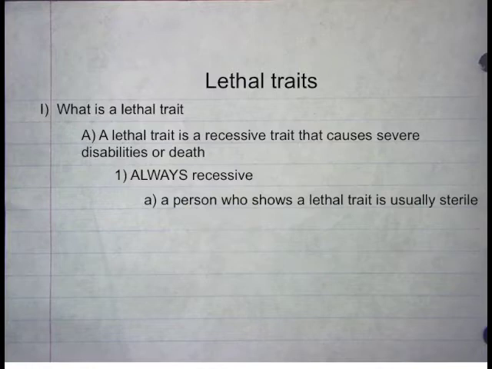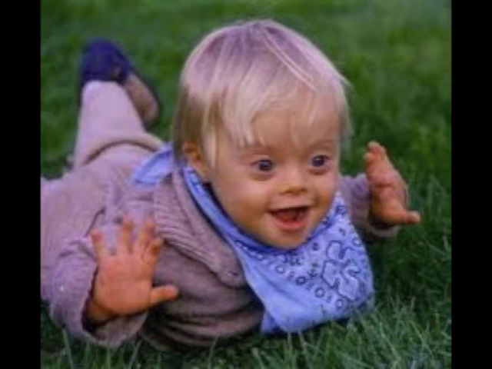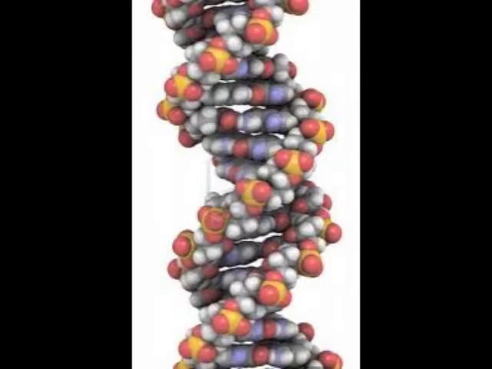Always recessive. A person who shows the lethal trait is usually sterile. A person with a debilitating trait usually ends up being sterile. In other words, they cannot pass on their genes. Because of this, more often than not, all lethal traits or debilitating traits are going to be recessive.